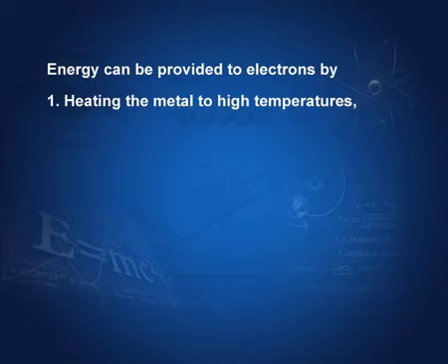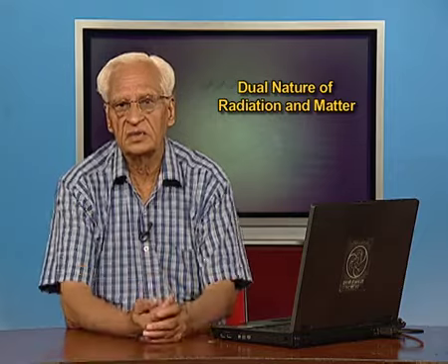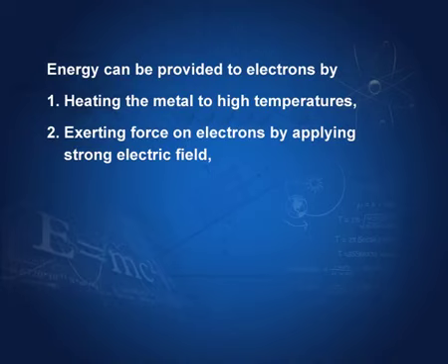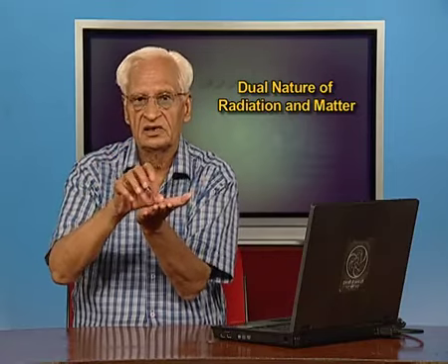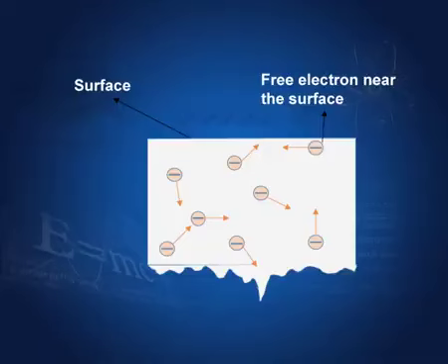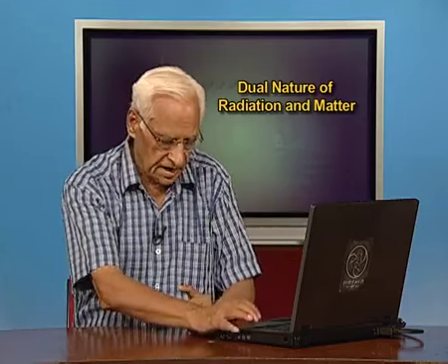There are various ways. One is we heat the piece of metal. When we heat it to a high temperature, then enough energy can be provided for the electron to come out. We can also exert force by an electrostatic field. Here is a metal surface, we apply a strong electrostatic field, and this field attracts the electrons, and if it is sufficiently strong, if it provides sufficient energy, then electrons can come out.